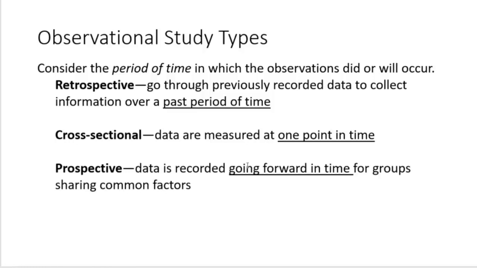So retrospective is saying over the past 30 years. Prospective is over the next 30 years. Cross-sectional data are the people reporting today, maybe, or it's one particular point in time. It could be in the past, but it can't be over a past period of time. It could be a cross-section of data from 1987, not from 1987 through 1990. If it's over a period of time, it's retrospective. Cross-sectional data, one point in time. Prospective is going forward in time.